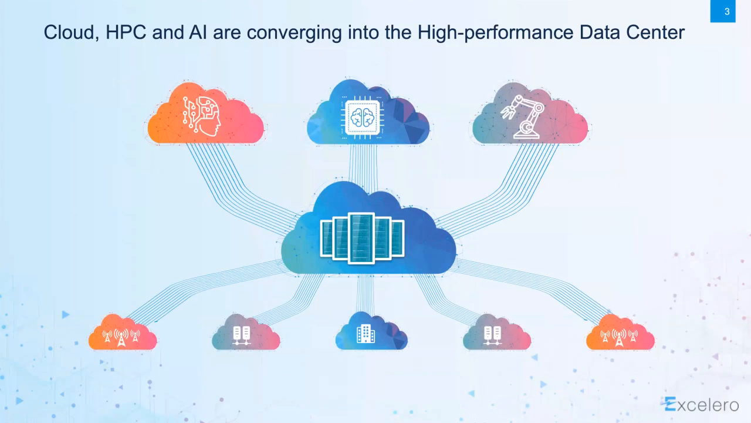So what we're seeing with the convergence of cloud, HPC, and AI is that there's forming what we call a high-performance data center. And as you will see when Joe talks about case studies, deep learning workloads, for example, are being deployed by supercomputer centers, startups, financial enterprises, insurance companies, even big web companies.